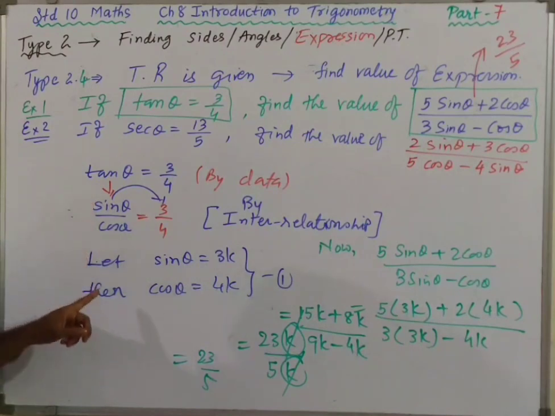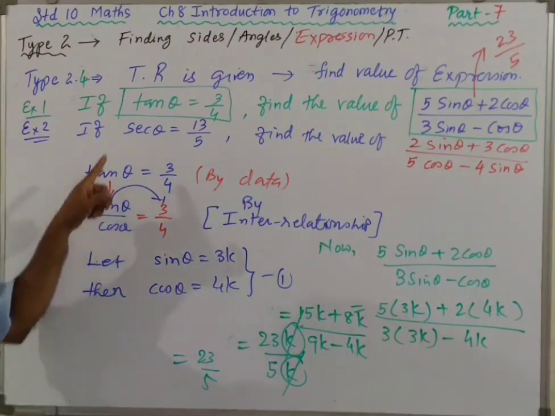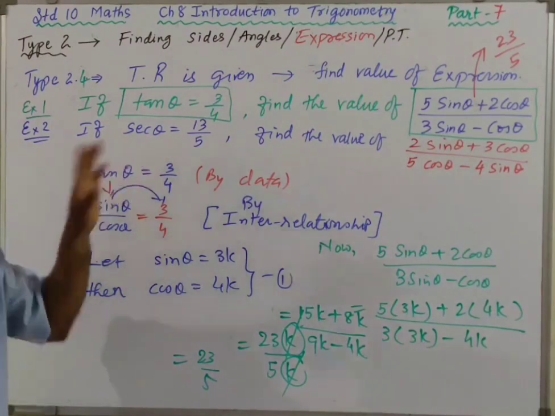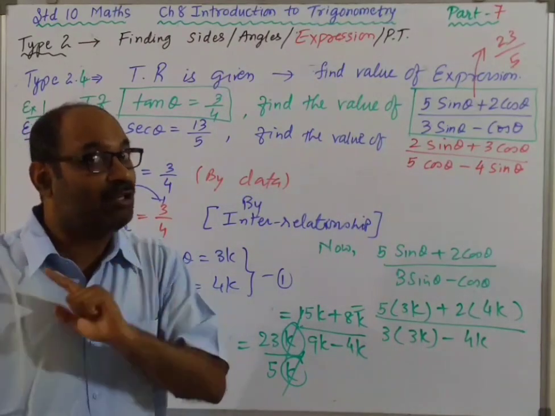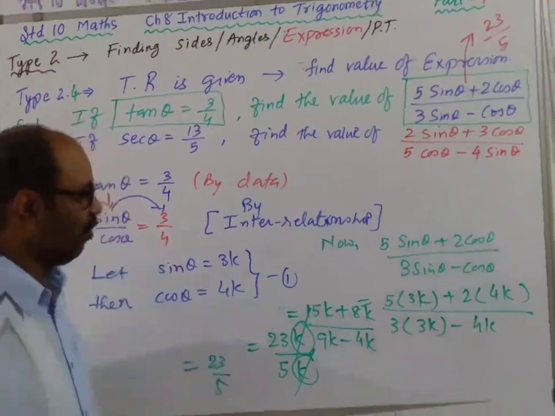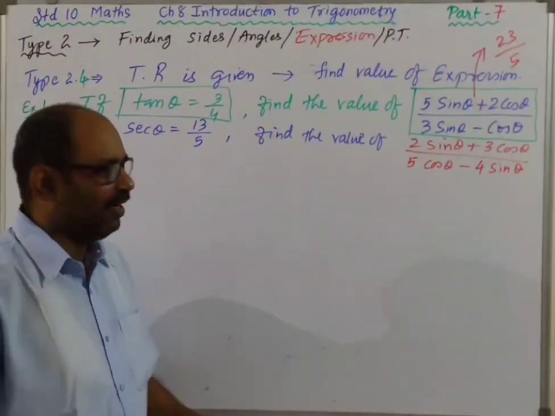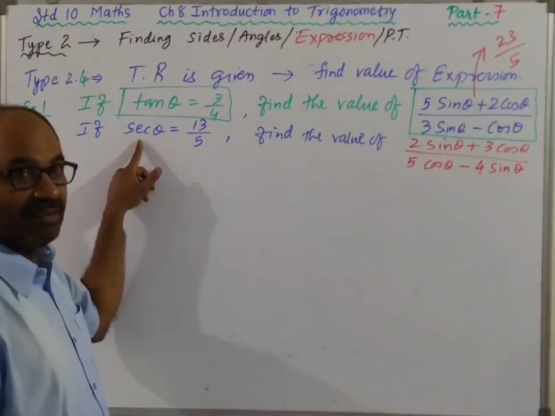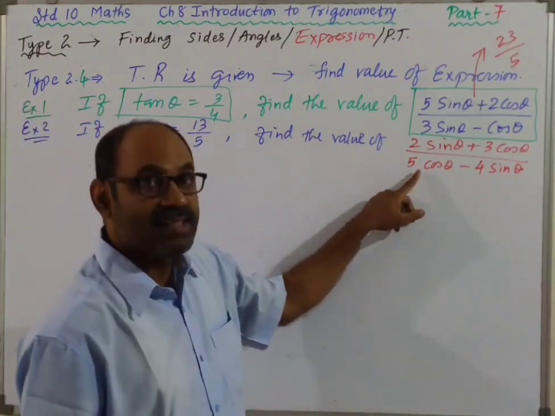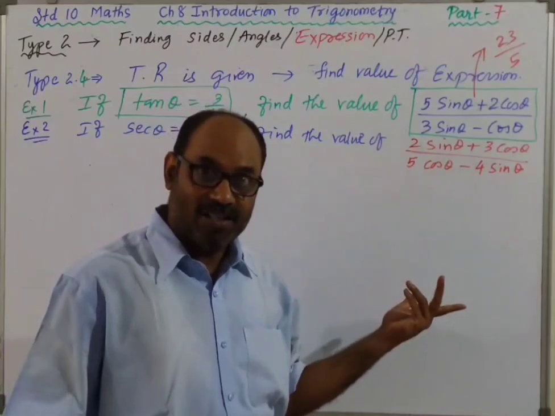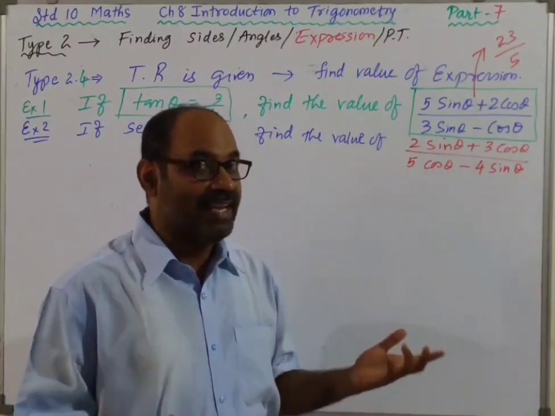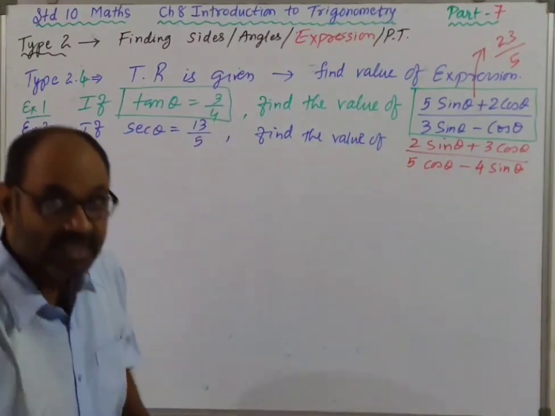Here sin and cos you got directly because tan was given. Here sec is given, so the situation is slightly different. So our approach also should be different. Let's see what we do. Sec is given, and again the expression whose value we have to find involves sin and cos. So we'll have to find the value of sin and cos. Alright? Let's go.